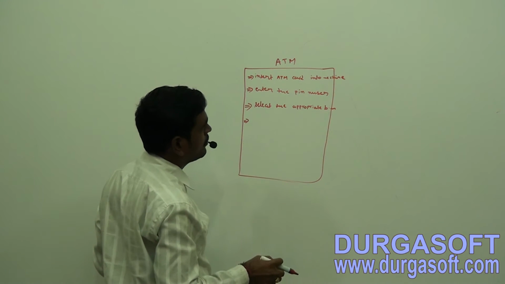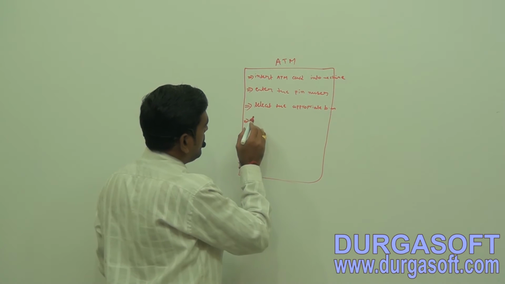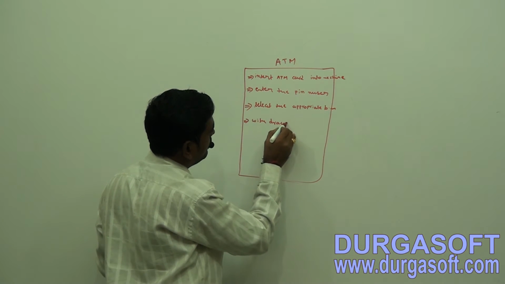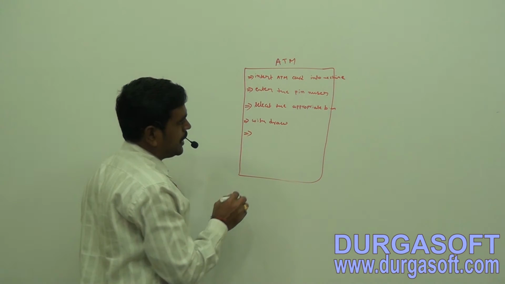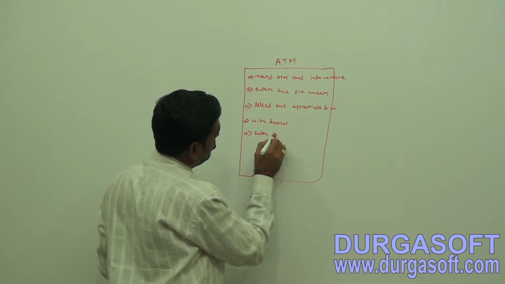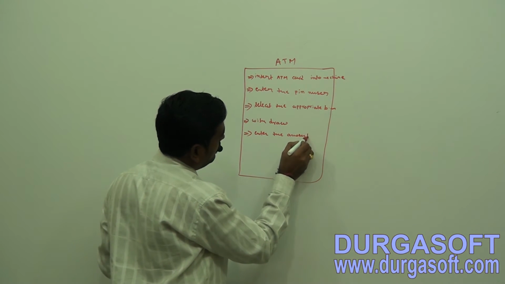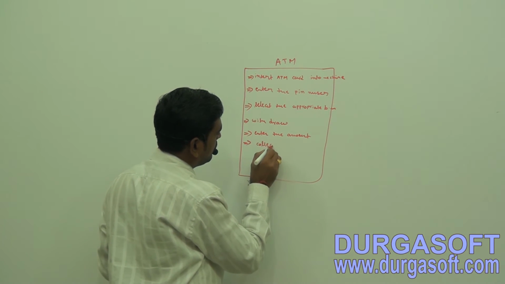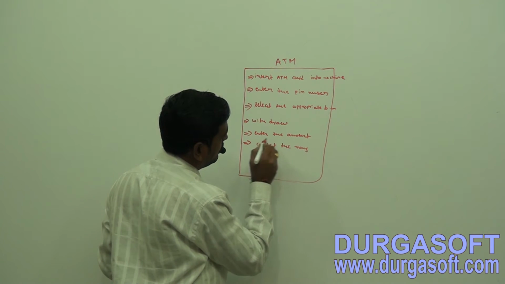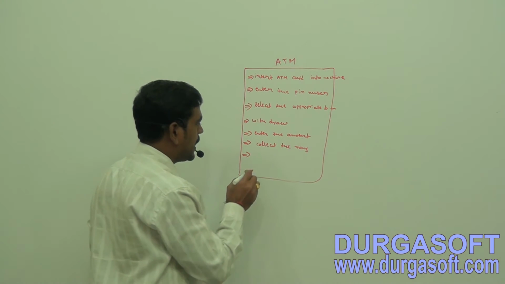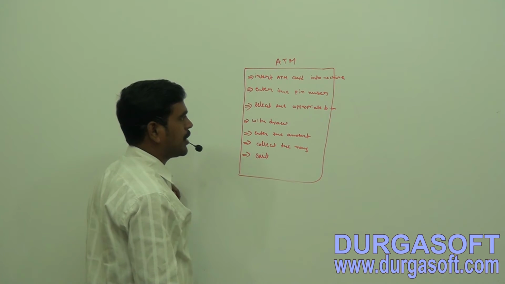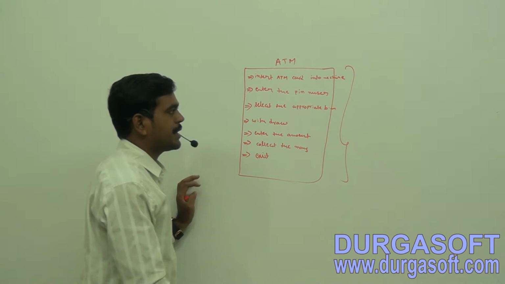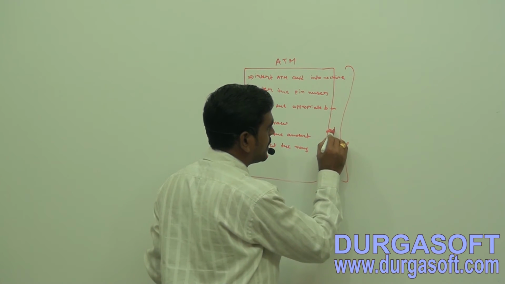The next, assume that here, withdraw. The next, enter the amount. The next, collect the money. The next, exit the ATM card. This whole set of statements comes under one transaction. All the statements come under one transaction.